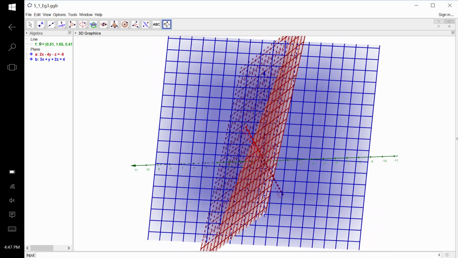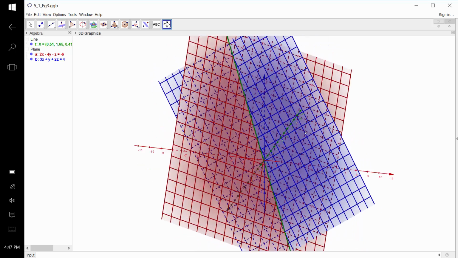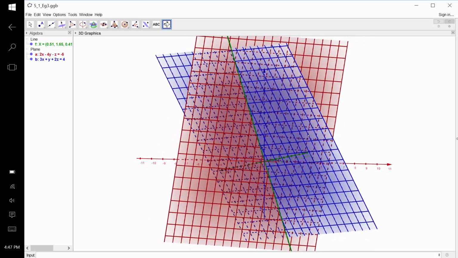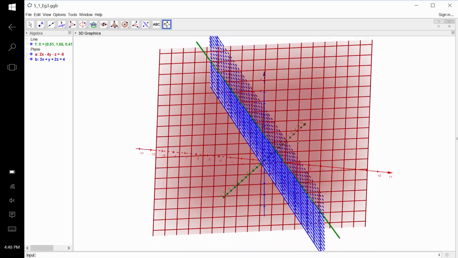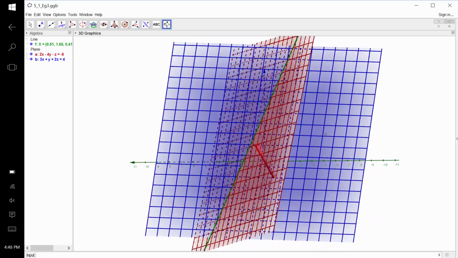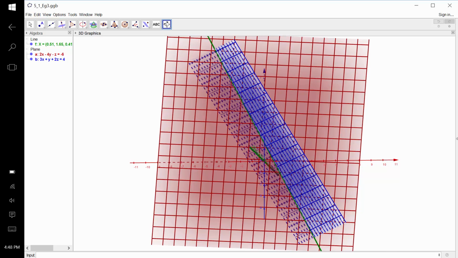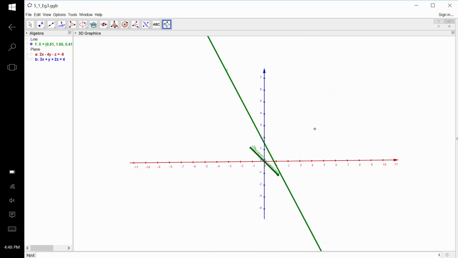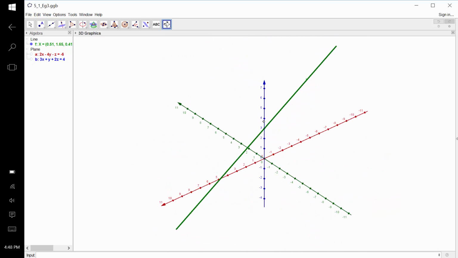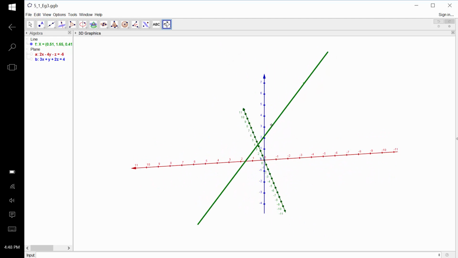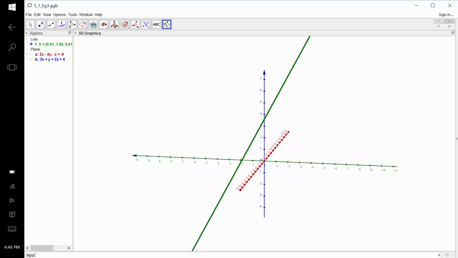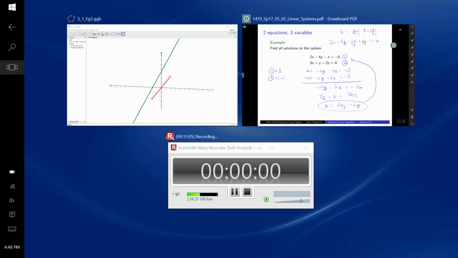What are they? Well, again, I can ask the software to intersect my planes, and I get everything along that green line. We can see that green line lies in both of the planes. It lies in the red plane, lies in the blue plane. If I hide the planes, I'm left with a line. Okay, a line sitting there in space. And every point along that line is a solution to my system, so I get an infinite number of solutions in this case.